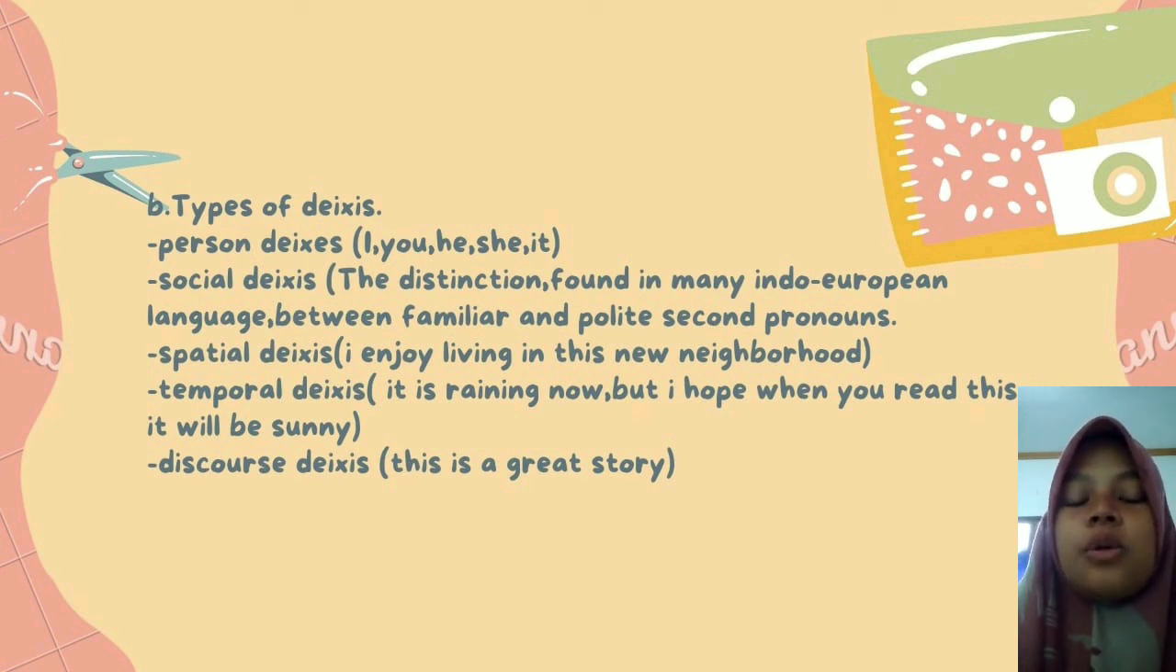Next one is discourse Deixis. So discourse Deixis, also referred to as text Deixis, refers to the use of expressions within an utterance to refer to parts of the discourse that contain the utterance, including the utterance itself. Example, this is a great story. This here refers to an upcoming portion of discourse.